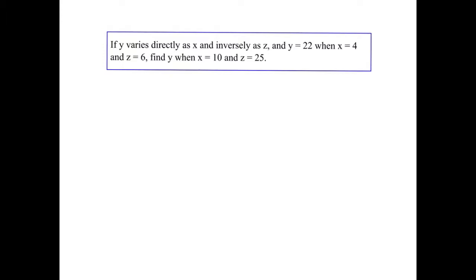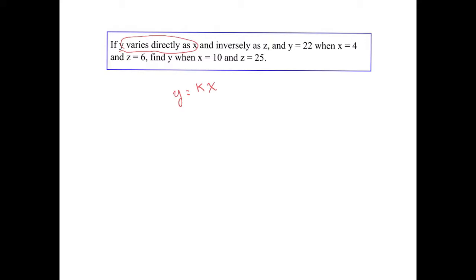Combined variation. Here's an example of a combined variation problem. This problem says if y varies directly as x and inversely as z, y is 22 when x is 4 and z is 6. Find y when x is 10 and z is 25. So we know that if I had y varies directly as x, that relationship would normally be y equals k times x, right?